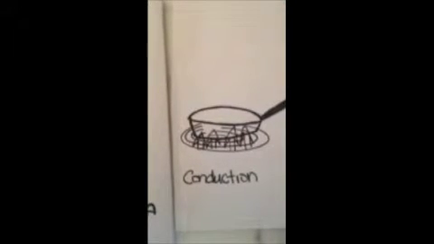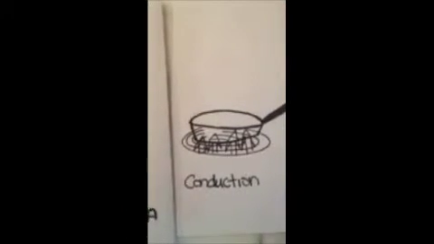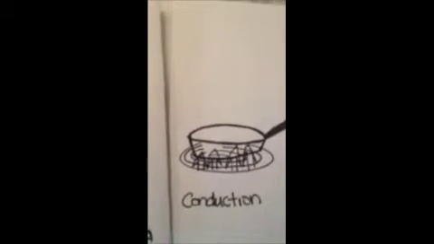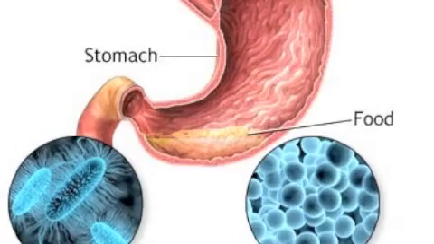Convection will occur by heating the fluid in the oven, air molecules. When the air molecules come into contact with the cake, it will also heat the outside of the cake.